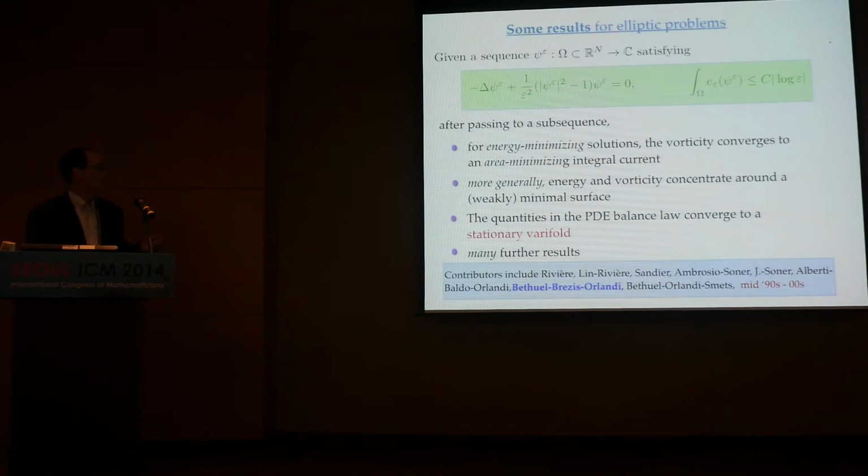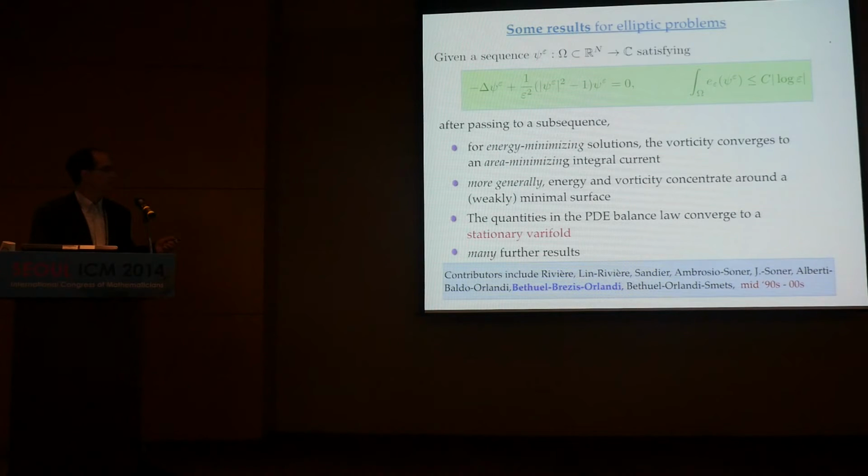if I have a sequence of solutions to the equation, I've written here the end of a long sequence of developments that took about 10 or 12 years and occupied many people, who I've displayed below. If I have a sequence of solutions to the elliptic equation that satisfy merely, say, the natural energy bound, then after passing to a subsequence, for example, for energy minimizing sequences, this is an earlier result. If I have energy minimizers, the vorticity would converge to an area minimizing integral current. Okay, so this is a convergence on the level of functionals. This is related to what's called gamma convergence, if you like.